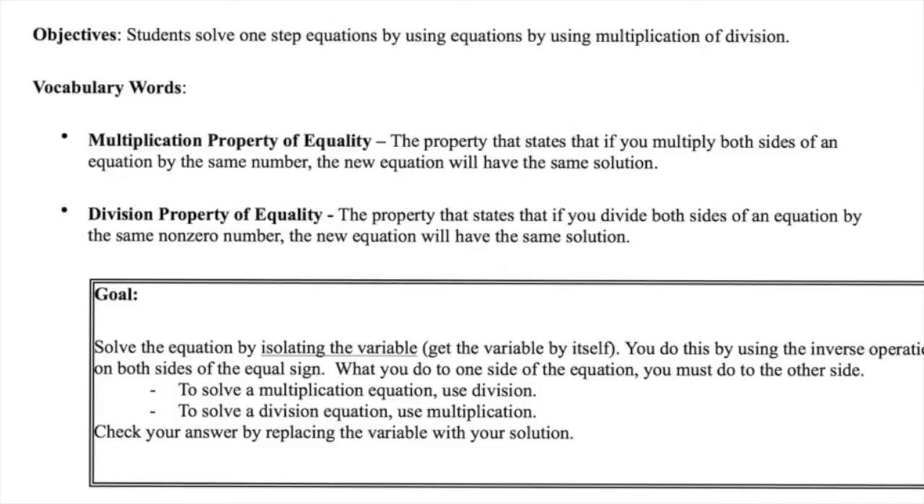Alright, so the vocabulary word today is multiplication property of equality. That means if you multiply both sides of an equation by the same number, your new equation will have the same solution as your original equation.